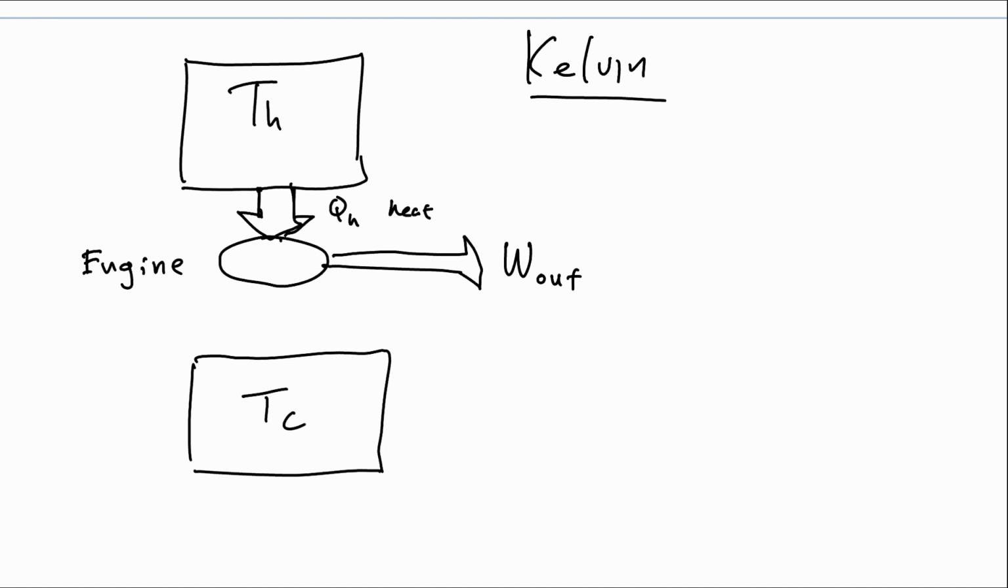So I can take some work out, and I can also have some heat going into the cold reservoir. And the first law, we'll talk about this, is that Q sub H is Q sub C plus work out. And the way I've drawn this, everything's positive, okay? So don't freak out about the signs, because the signs are what get you. So we're doing the engine.